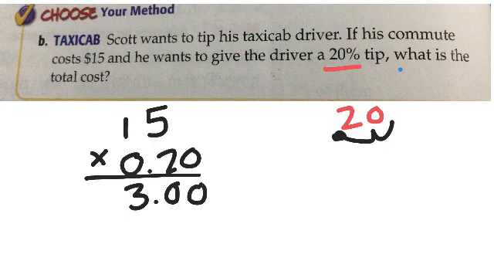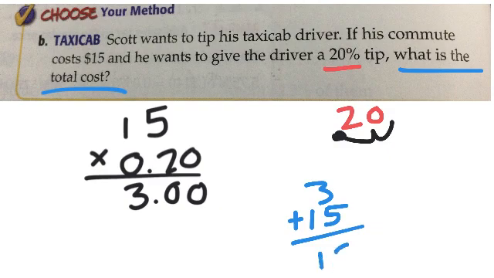So then the question is not what the tip is, but what's the total cost? So how do we find the total cost? $3 plus 15. Very good. Which is $18. Very good.